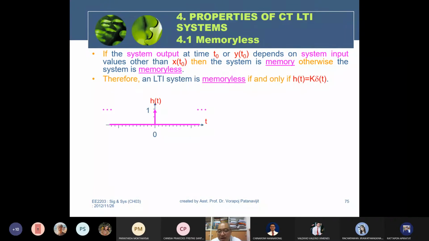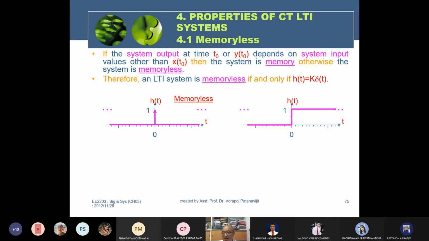For the LTI system, the system is memoryless if and only if h(t) equals an impulse multiplied by k. It means h(t) will be 0 for time less than 0 and 0 for time greater than 0. For time equal to 0, it can be any value, we don't care. If the impulse response of the system is in this form, it means the system is memoryless. Otherwise, the system is memory.